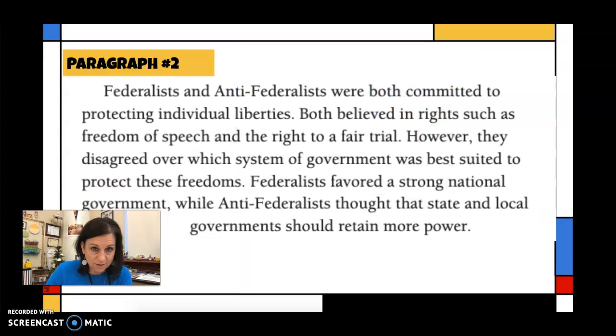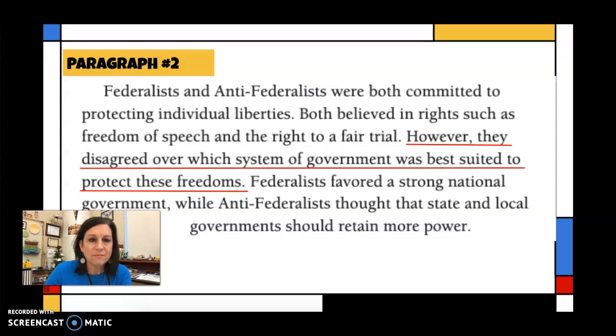Paragraph 2. So if you take a look at paragraph 2, there it is again. However, they disagreed over which system of government was best suited to protect these freedoms. That's information. That's not just interesting, but it's informational. We need that to support our main idea. And that word disagreed, that shows that that is part of our main idea.